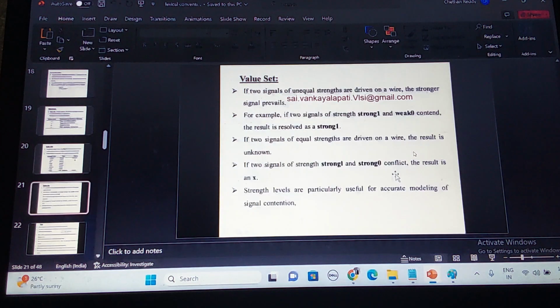The use of the strength levels is to model the real hardware. So we will be using strength to model the real hardware. You can understand this? What are the values set? Four value set: 1, 0, X and Z.